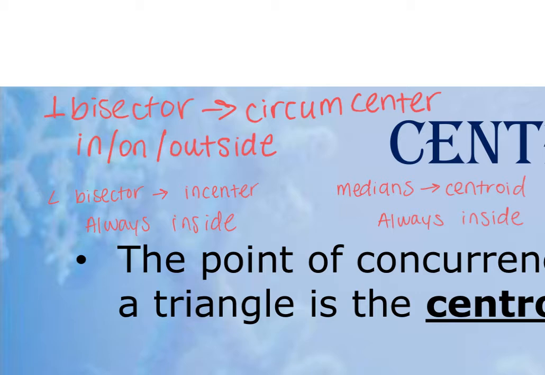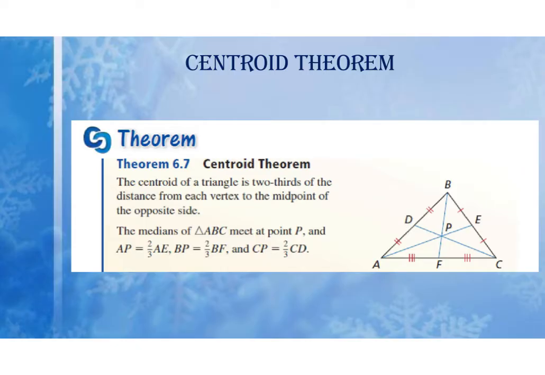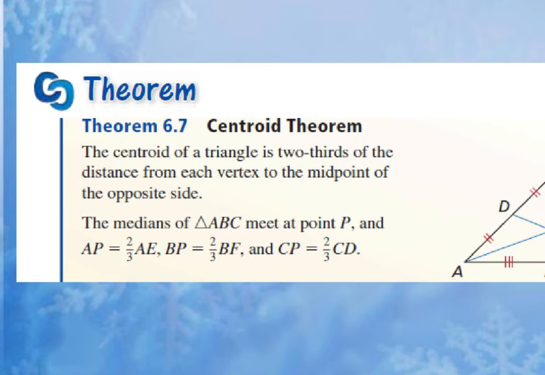Okay. Now, the thing that you guys need to know on why a centroid is important is that the centroid of a triangle is 2/3 the distance from each vertex to the midpoint of the opposite side. So the medians of triangle ABC meet at point P. And so AP is 2/3 of AE, BP is 2/3 of BF, and CP is 2/3 of CD.